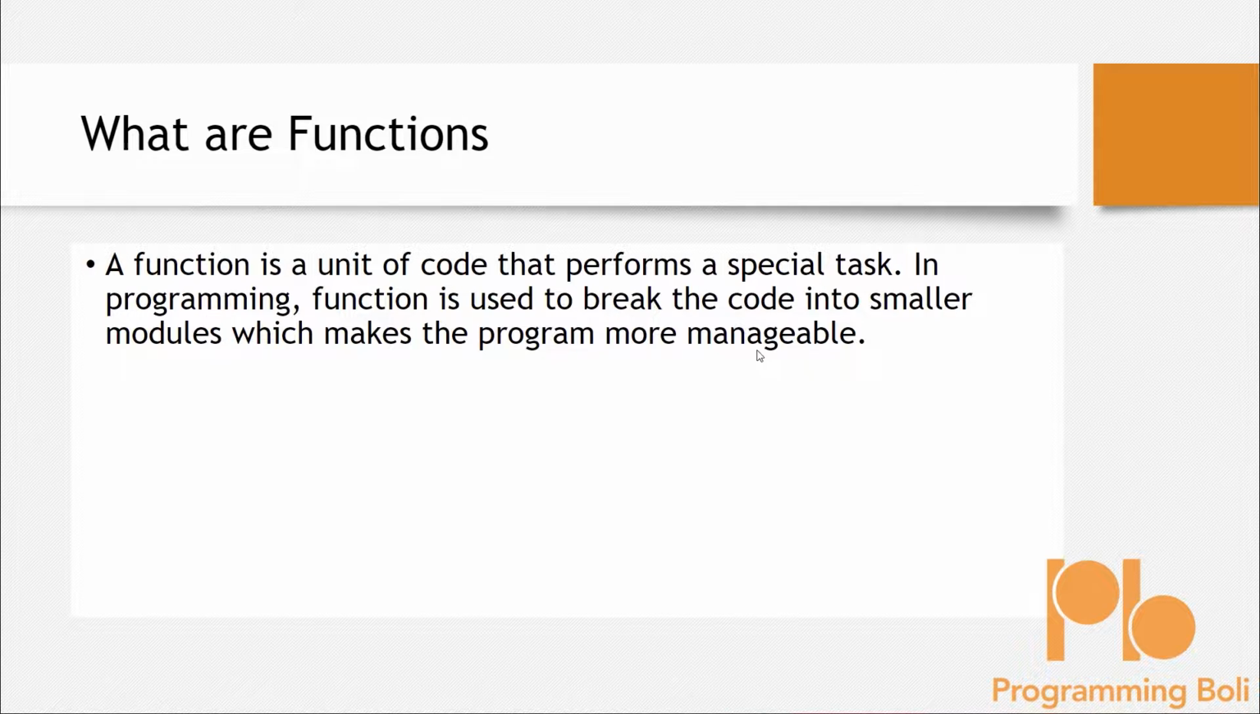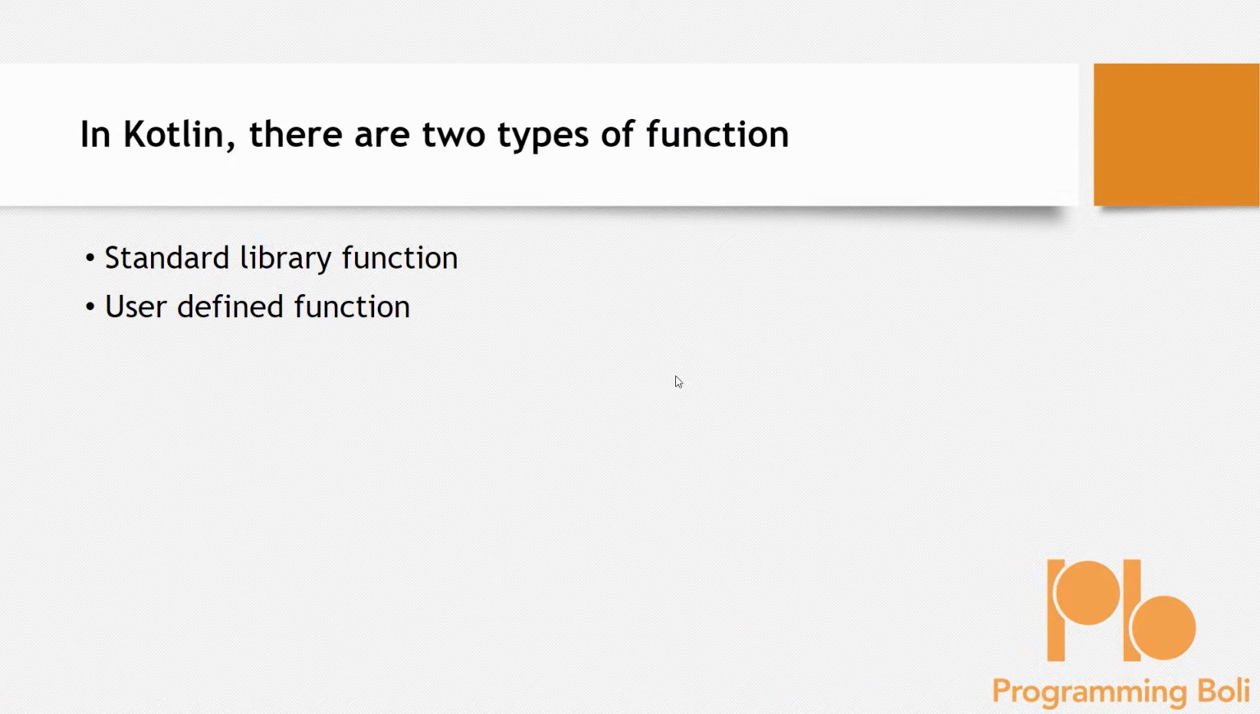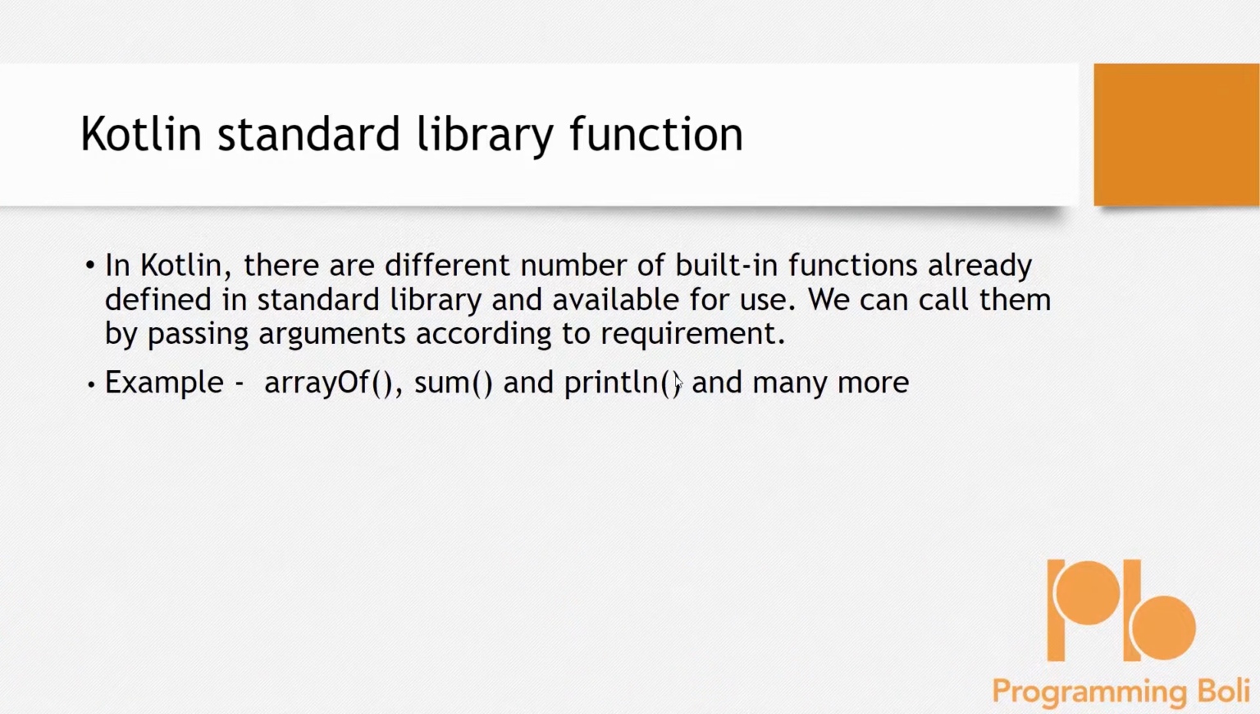So let's see what functions are and the types of functions. In Kotlin there are two types of functions: the standard library ones and the user defined ones, which we will define. We will use both types of functions many times, and actually we use the standard library functions many times now. So let's see what standard library functions are. In Kotlin there are different types of functions already built into the library, so we can just call them or pass arguments.